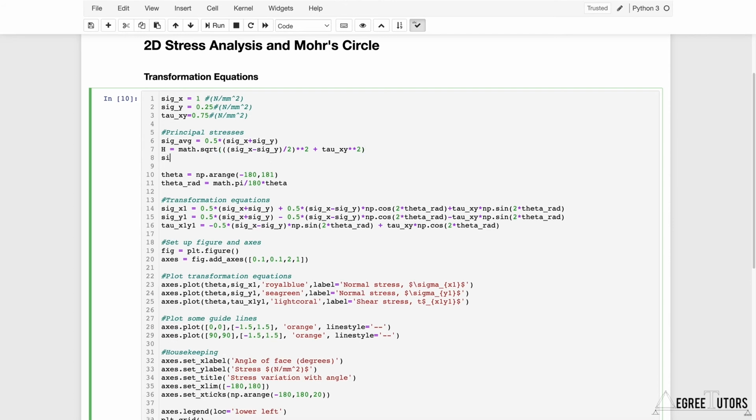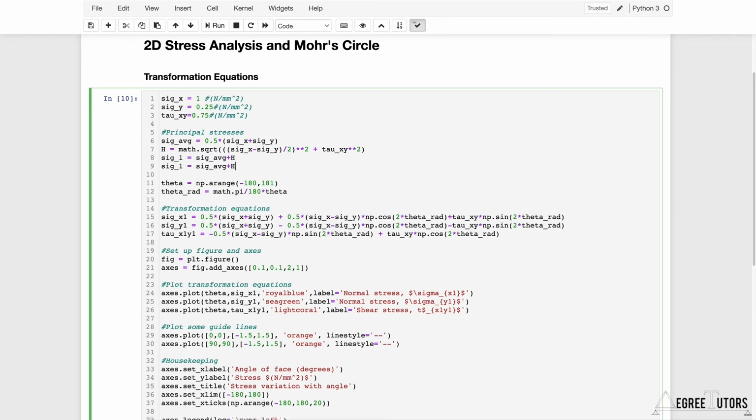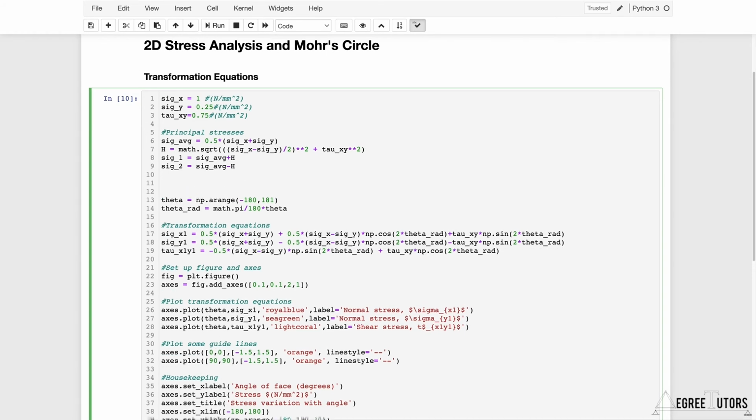All right, now let's work out the maximum principal stress. Sigma 1 for this case is going to be, this is why I like breaking it up like this, because it makes this next expression very straightforward. It's just sigma average plus h, and we can say that the smaller principal stress is just going to be sigma average minus h. All right, now we can work out the principal planes. Don't forget, we have all the information we need to work those out as well.